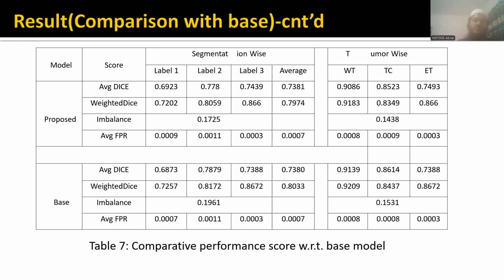So this is the comparison result with respect to the base model. You can see the imbalance is reduced for the proposed model. As you can see, this is the proposed and this is the base. The proposed model imbalance measure is 0.1725 and 0.1961 is for the base model, which implies we have reduced the gap between weighted average and the mathematical average.